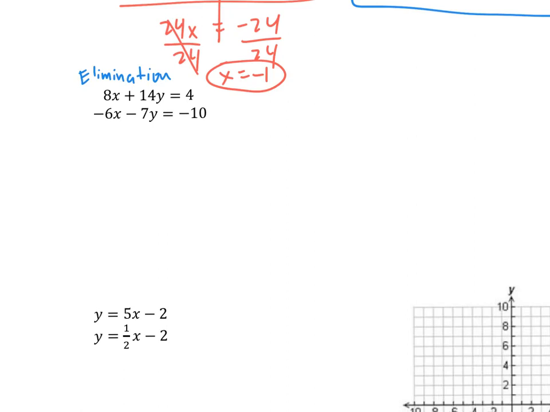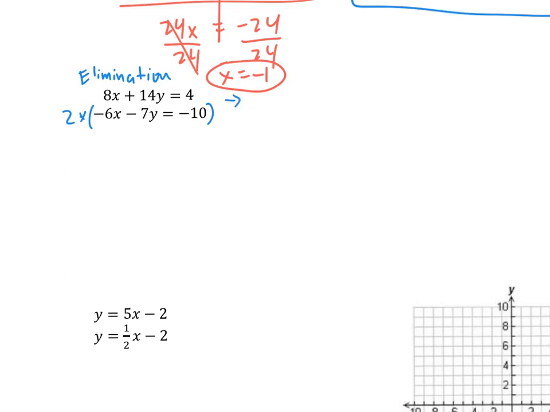Okay, and in order to do the elimination method, we need to have either the same number in front of our x's or our y's. So think like both of the x's have a coefficient of 3, or they'd be opposites, like the coefficient of 3 or -3. Now in this case, we don't quite have that. But if I look at this 14 and this -7, I know that 7 times 2 would be 14. So I just need to manipulate this second equation a little bit and multiply it by 2 in order to get an equation that we can work with.